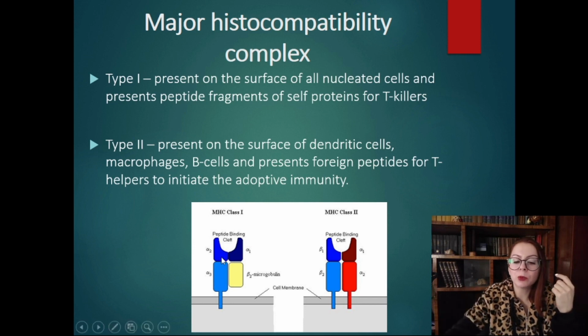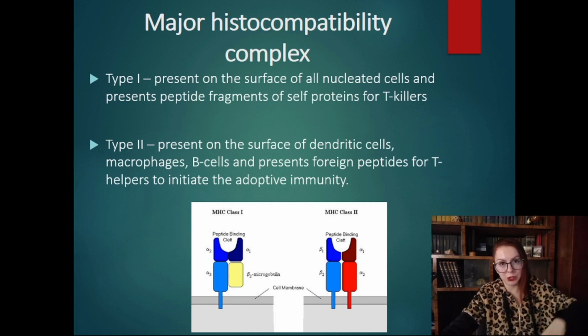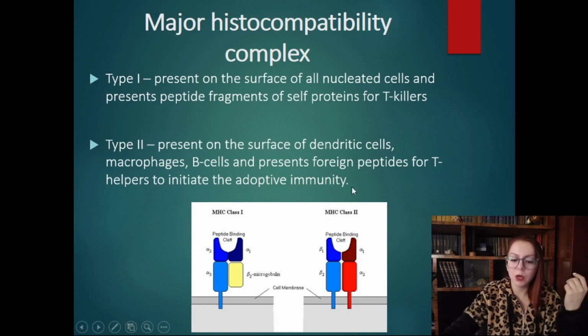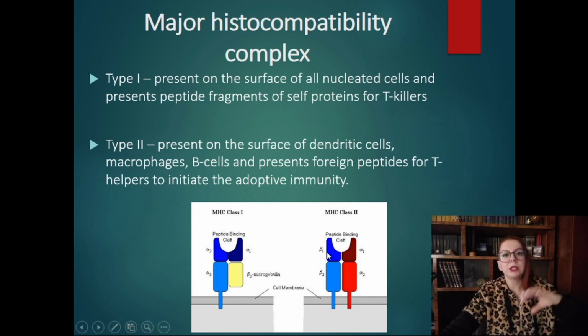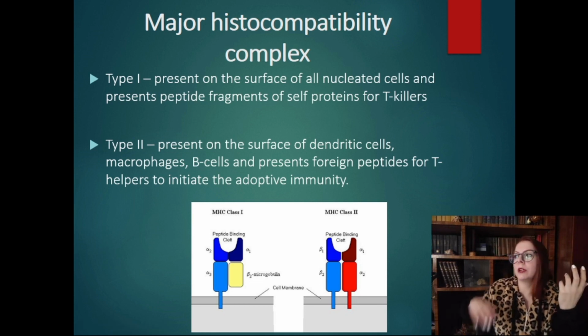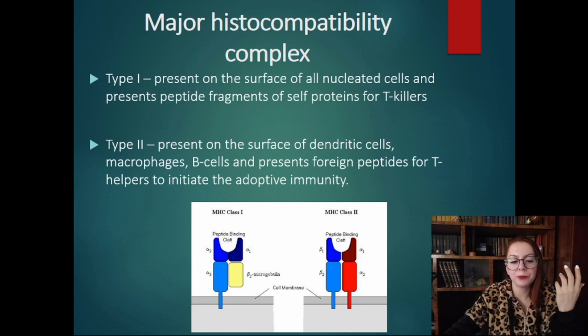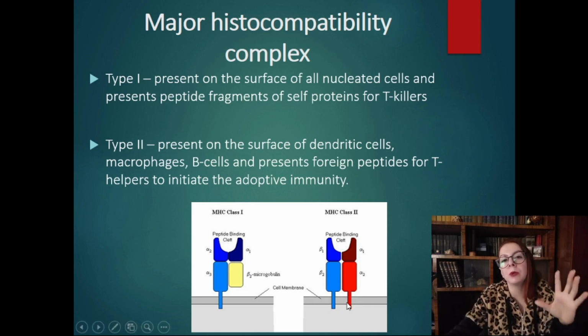So the difference between the first and the second class of receptors is that type 1 presents their own peptides, examples of proteins produced inside the cell, while type 2 presents fragments of peptides that were phagocytosed. These are foreign peptides. These are antigens which should be rejected by immunity. And type 2 receptors are present only on the surface of macrophages.